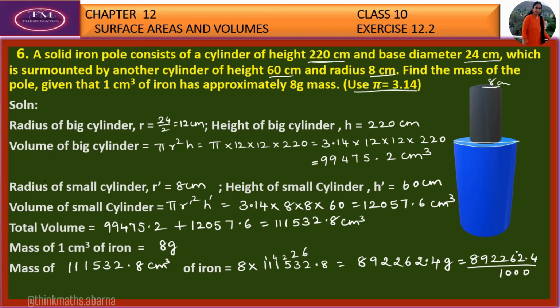There are 3 zeros. We have to move. Already decimal places here. So we have to move here another 3 places. So the decimal will come here. So the answer is 892.2624 kilogram. So it is approximately 892.26 kilogram. Okay, children, you can approximate or write the value as such. So I hope you can understand the 6th problem.